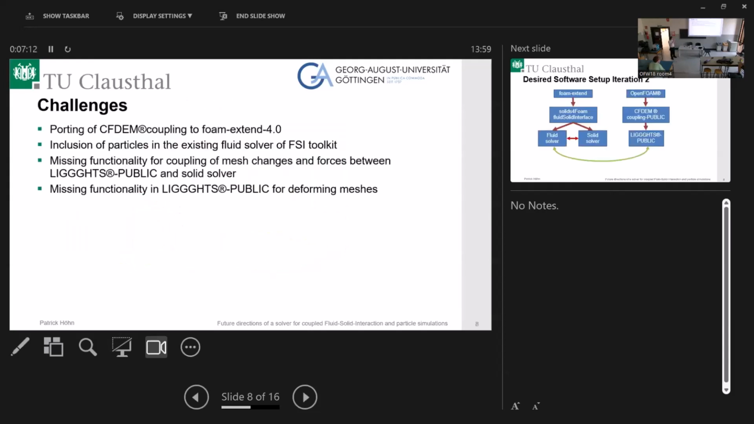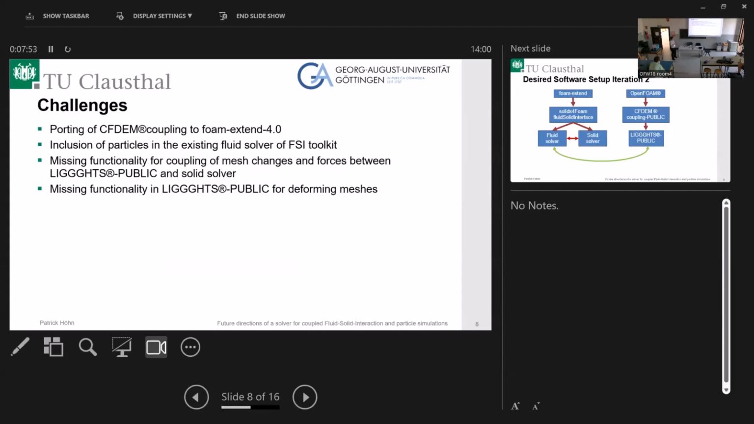With that, I had some challenges. First, of course, the porting of the code. No fluid solver at that point had any particle effect included, so I had to include that. LIGGGHTS was also not completely treated, and the communication scheme which was there was limited, so I also had to add the missing pieces, which were not available in the public version, and also couple the mesh changes and the forces between the particles and the solid solver as well. So, quite a lot of work.